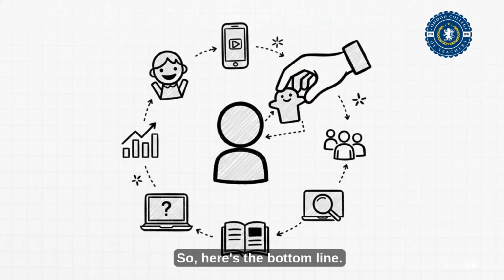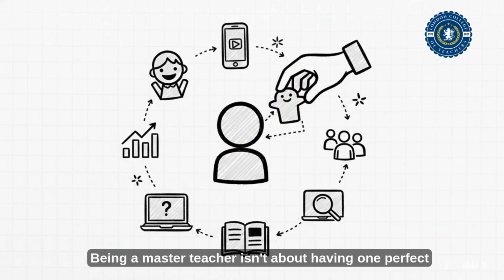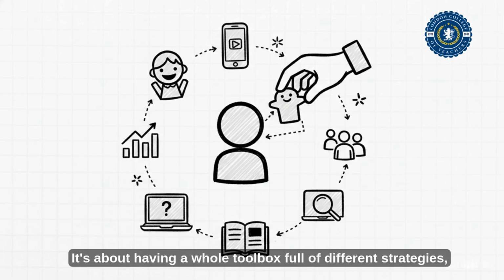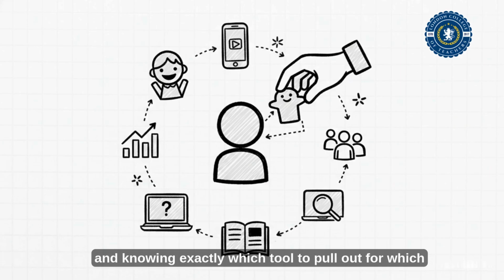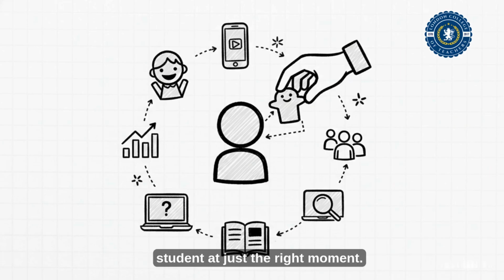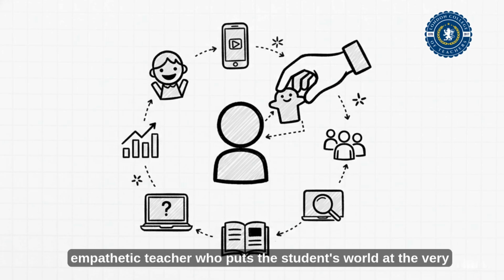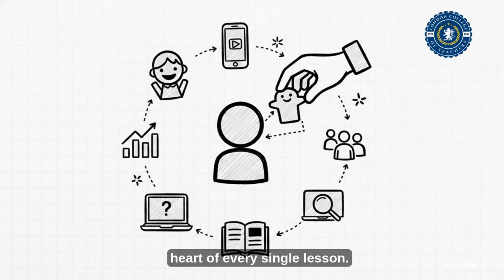So, here's the bottom line. Being a master teacher isn't about having one perfect method. It's about having a whole toolbox full of different strategies, and knowing exactly which tool to pull out for which student at just the right moment. It's about being a flexible, empathetic teacher who puts the student's world at the very heart of every single lesson.